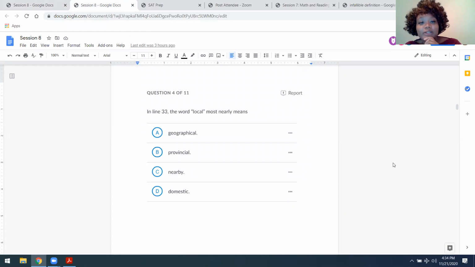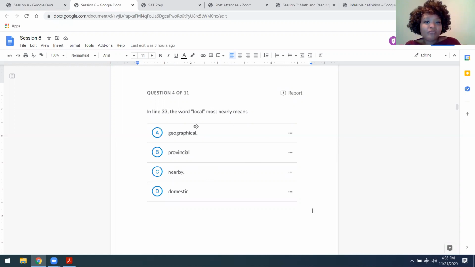I think that is the right strategy to use for these in-context definitions in the passage. You can replace the word they're asking about. If you're already sure, just go ahead and choose the answer you think it is. But if you're having some issue, or if you just want to check, you can put the word into the sentence and reread it, make sure it makes sense.